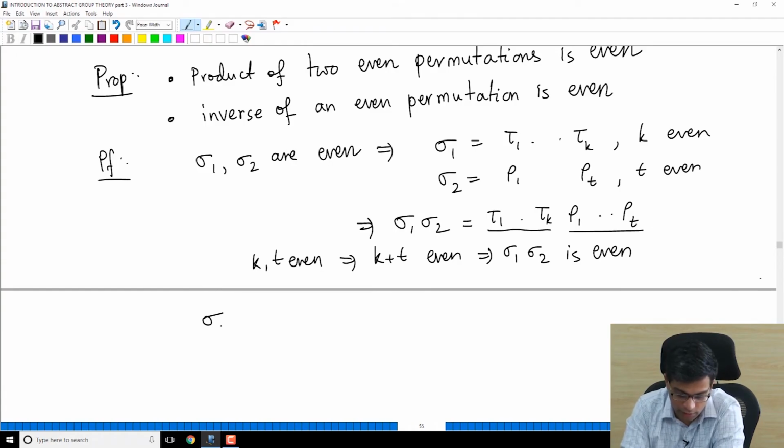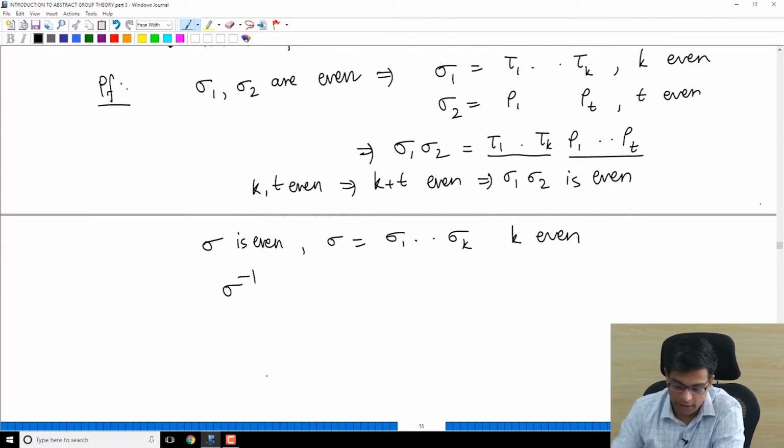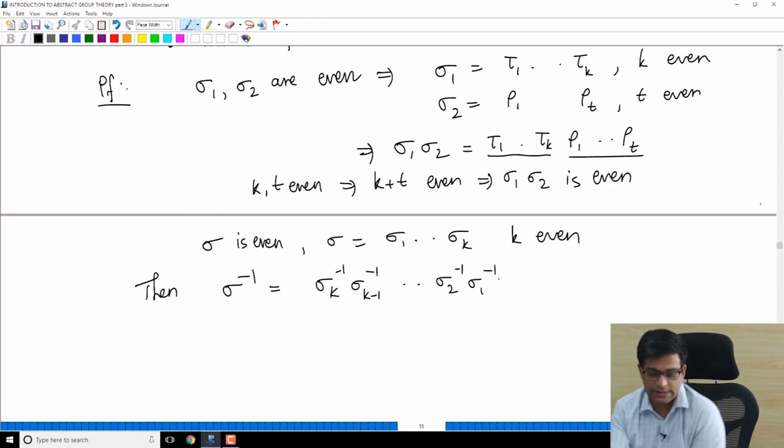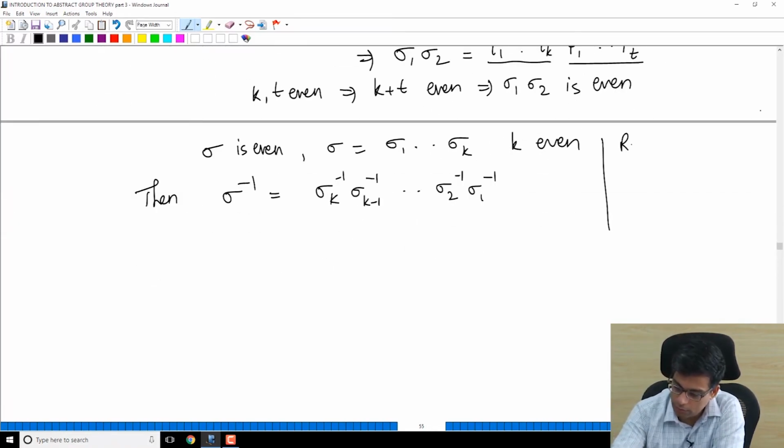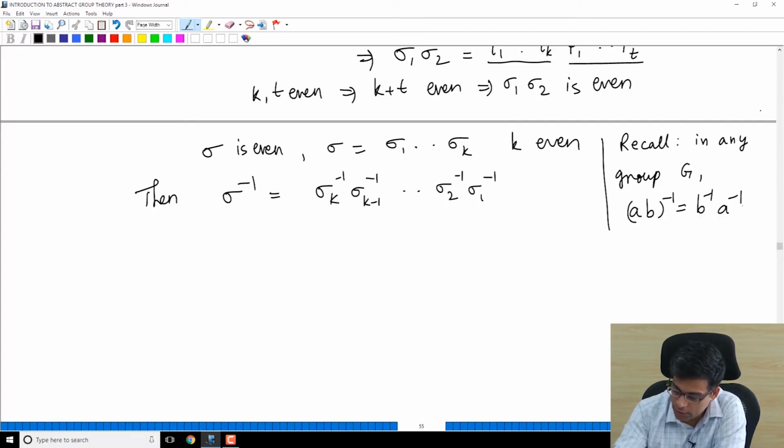Now on the other hand, if sigma is even, say sigma is sigma 1 up to sigma k, so k is even. What is sigma inverse? I claim sigma inverse is sigma k inverse, sigma k minus 1 inverse, up to sigma 2 inverse, sigma 1 inverse, right? This is clear because in general, in any group G, recall, (AB) inverse is B inverse A inverse.